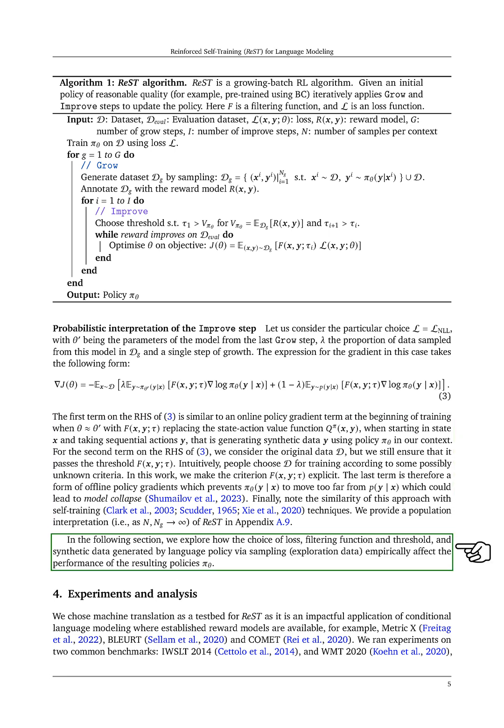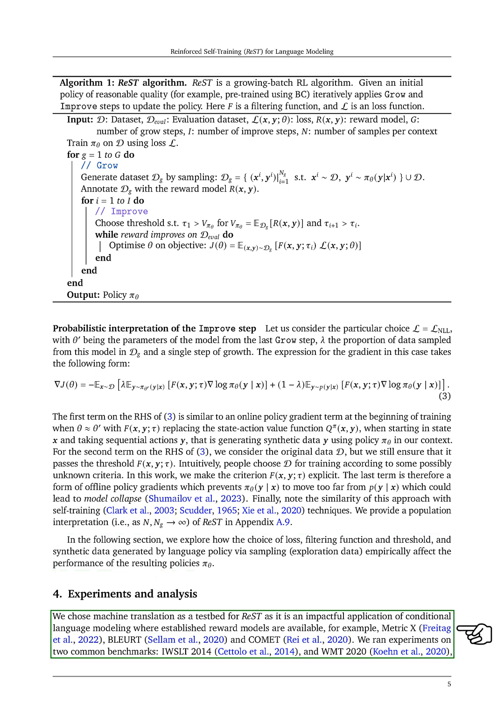In the next section, we explore how the choice of loss, filtering function and threshold, and synthetic data generated by the language policy via sampling empirically affect the performance of the resulting policies. We chose machine translation as a testbed for ReST as it is a significant application of conditional language modeling where established reward models are available.